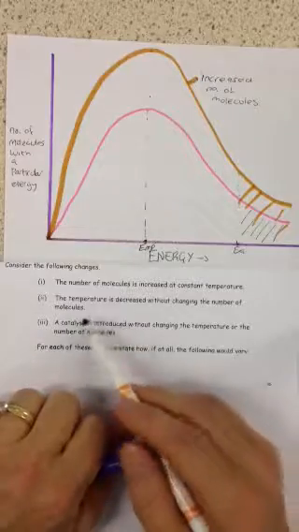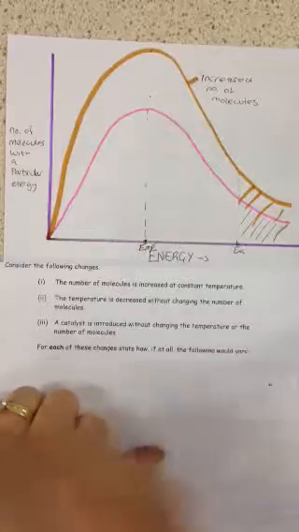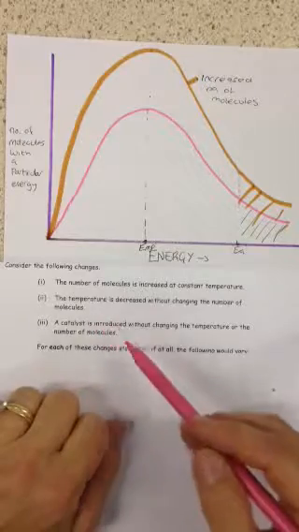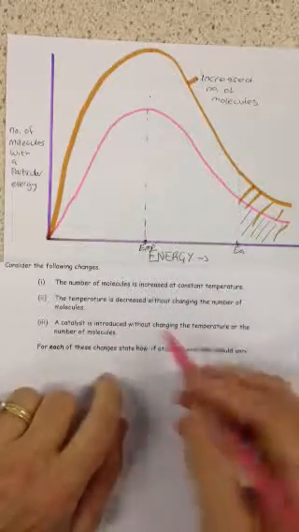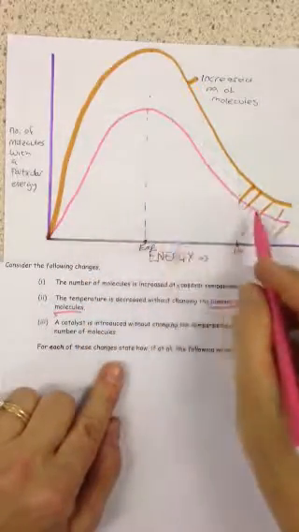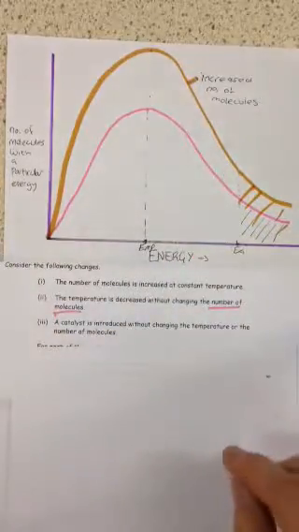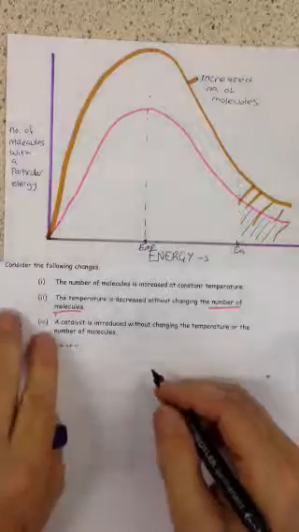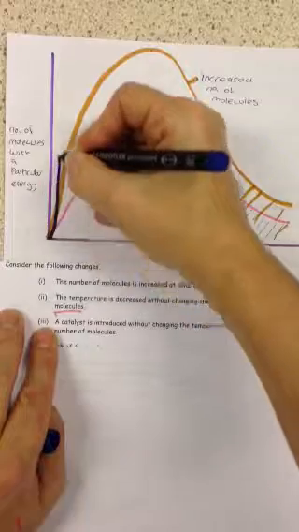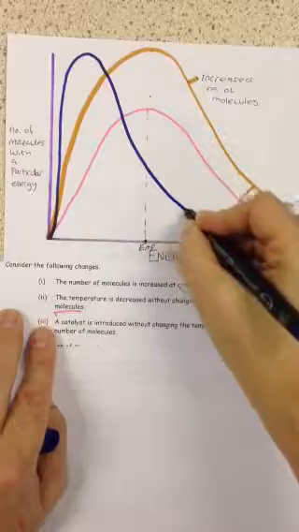What happens to this curve if we decrease the temperature without changing the number of molecules? So we'll go back to the original sample of molecules, this pink area here, and we're going to decrease the temperature. Now, because we are not changing the number of molecules, the area under this curve must remain the same. So if we decrease the temperature, and we'll show that with a blue curve, what happens is the height of the curve must increase, like so.